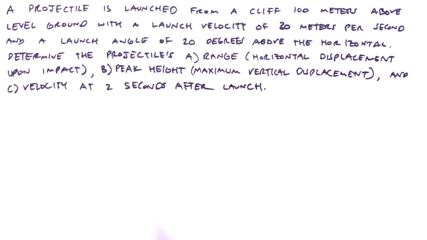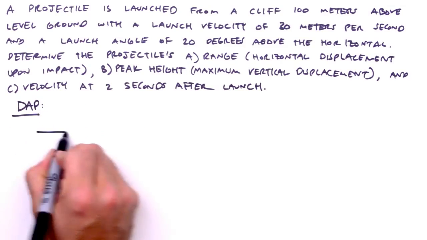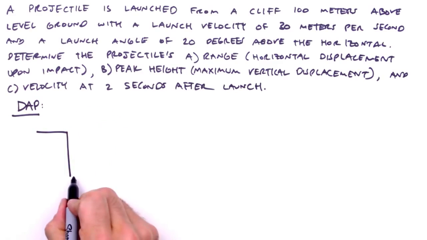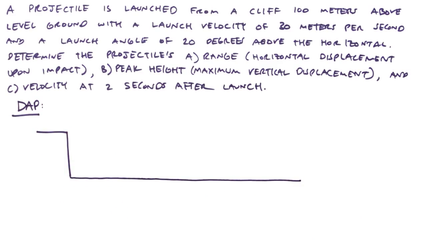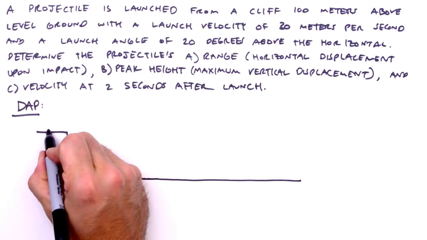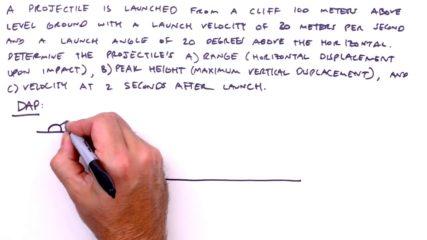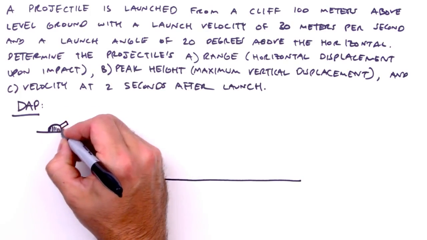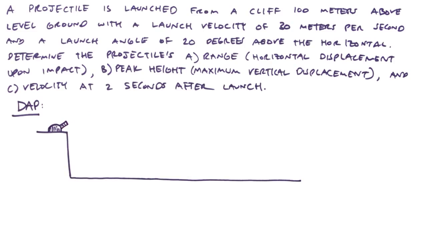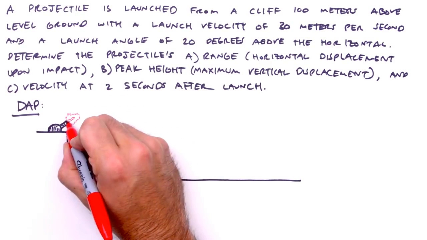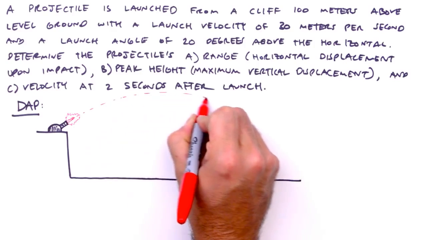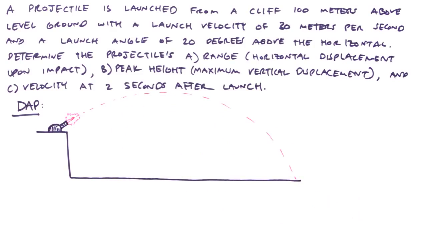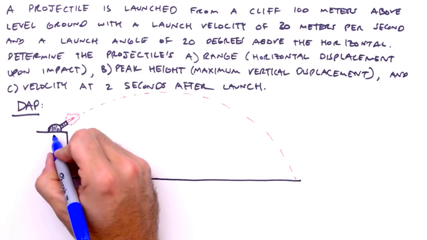The first step, as always, is to draw a picture. So here's the cliff from which our projectile is launched. And here's the level ground below. We'll draw a cannon to fire the projectile and also to mark its initial position. And there's our trajectory. And we're done with the picture. Not much to this one. Yet. So what are our knowns and unknowns?